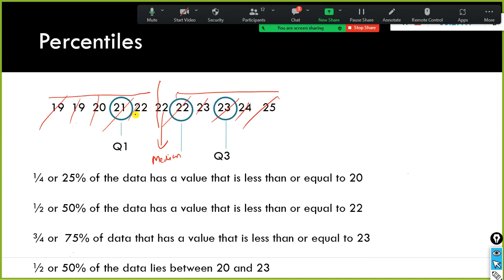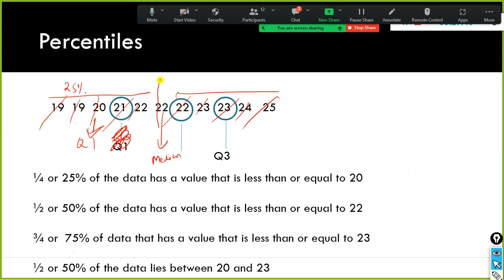So if I draw a line here, what will happen? Just beneath this you have 5 values, just above this you have 5 values. If you find the median here, this is the one, Q1. See, this is wrong here. The Q1 is 20 here. So what does it say? 25% of my data has a value that is less than or equal to 20.